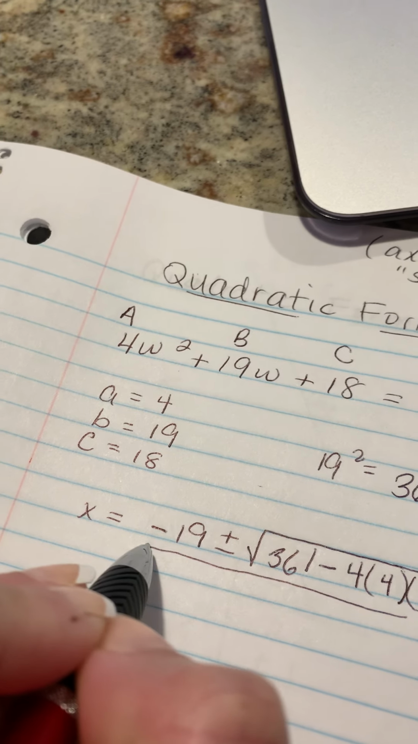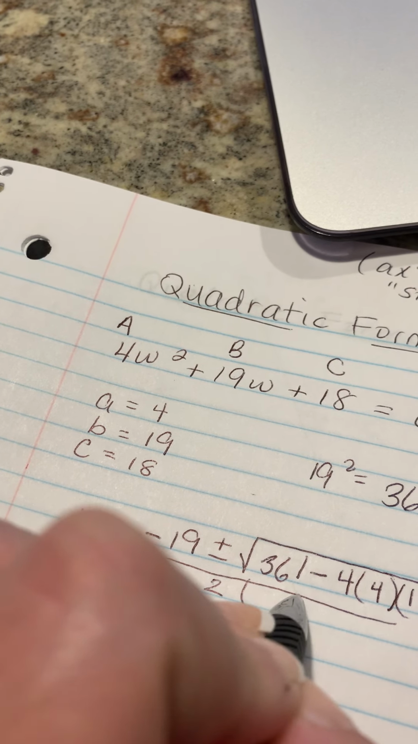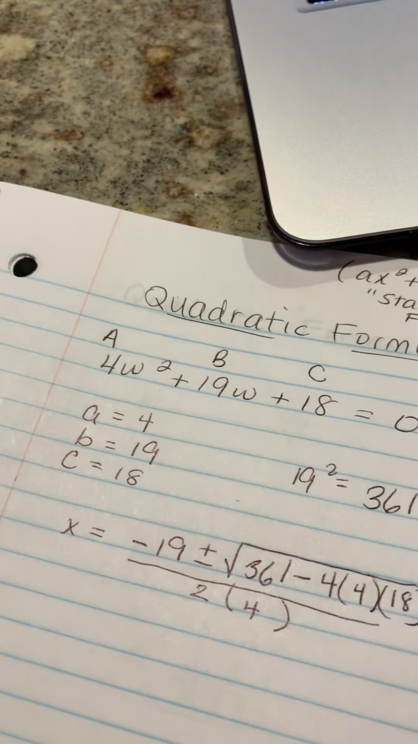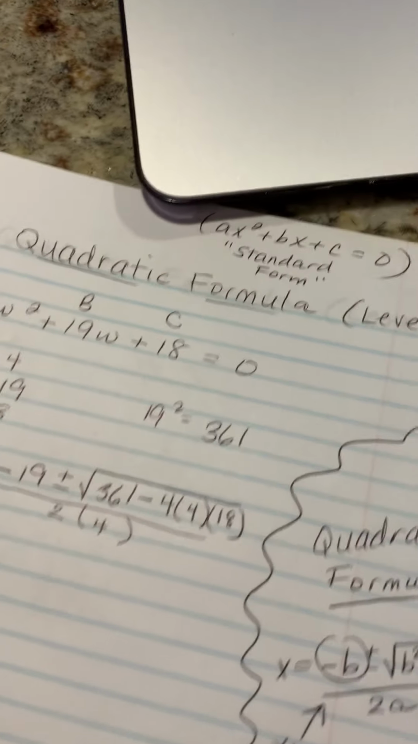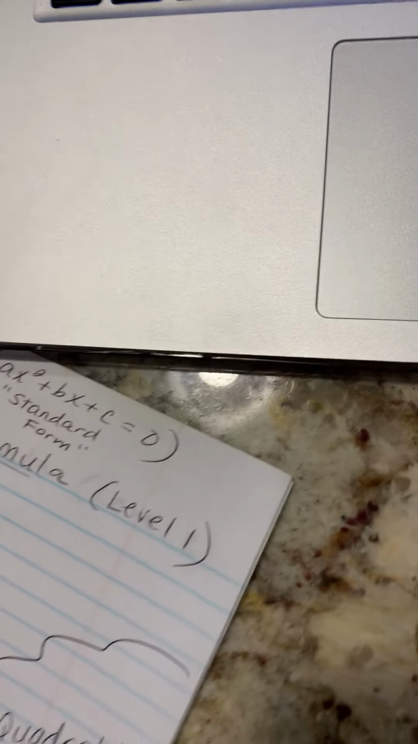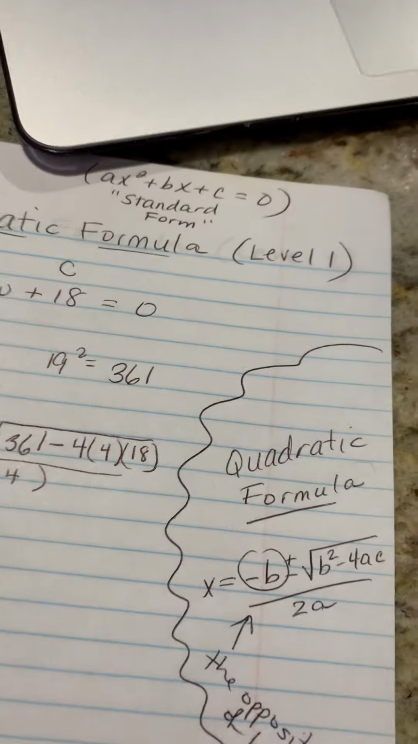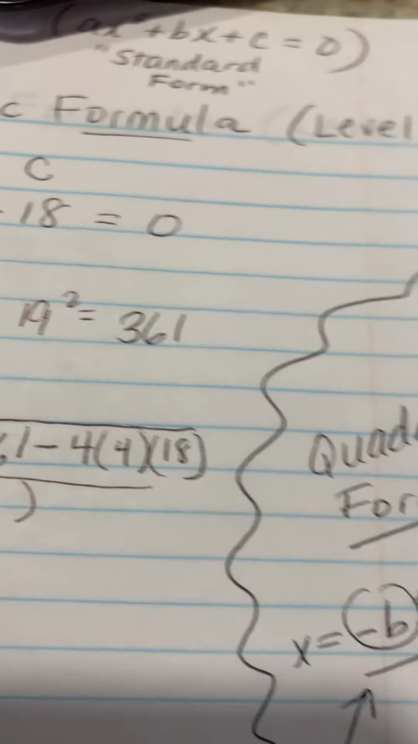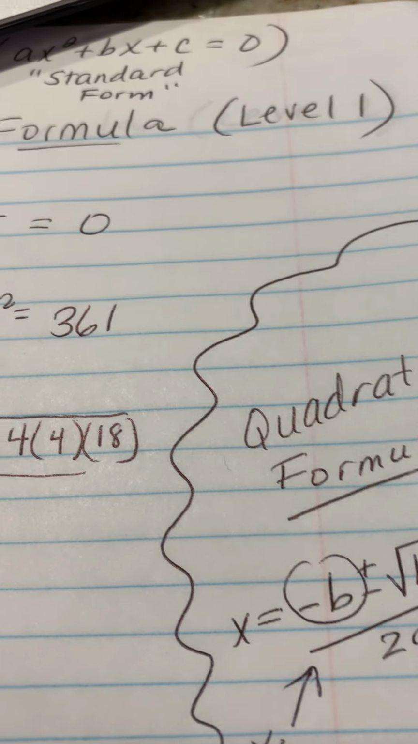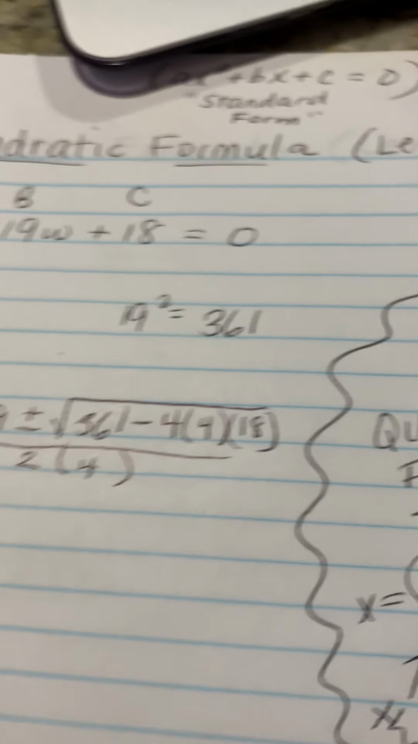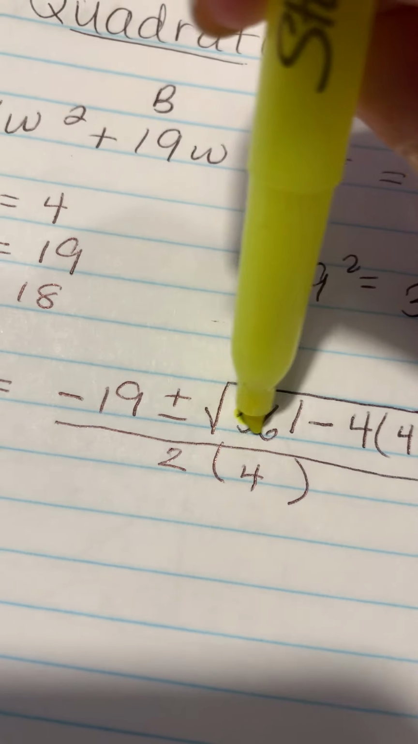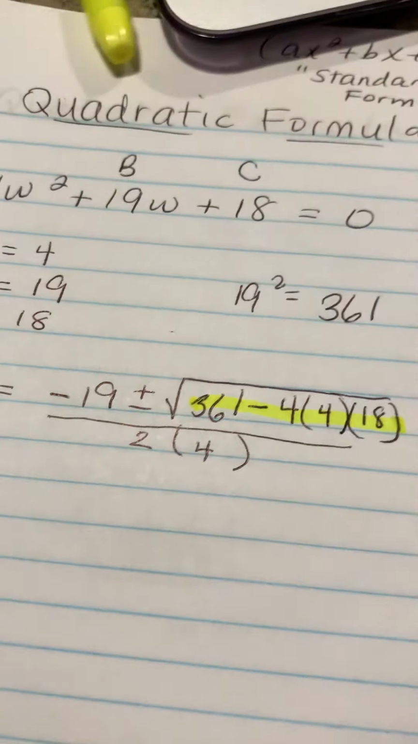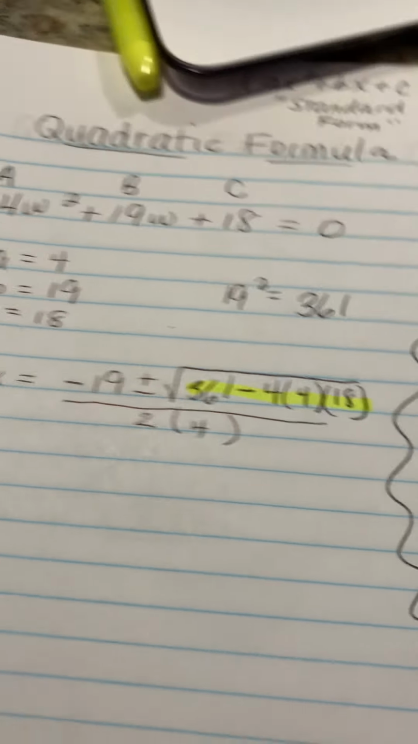Let's divide this all by 2a, so 2 times a, so 2 times 4. So I just substituted my a, b, and c into my quadratic formula. What I'm going to do now is grab my calculator for a second and figure out what is underneath the radical. Don't put the square root in, just figure out what is underneath it. So I'm basically going to type this into my calculator.